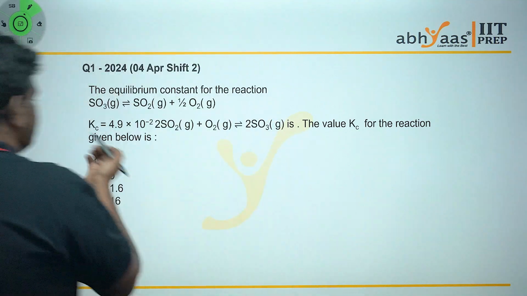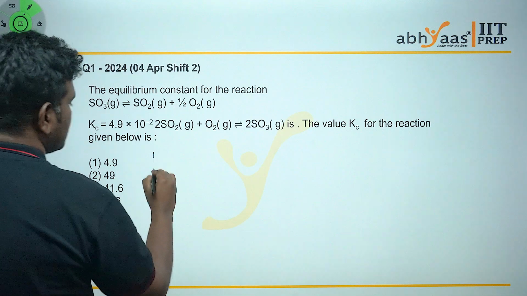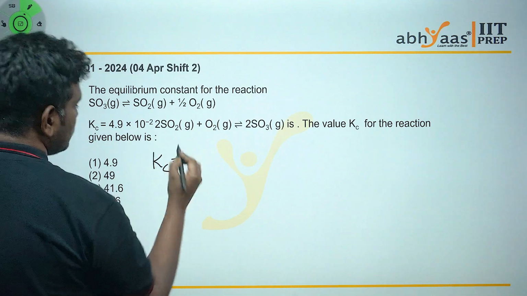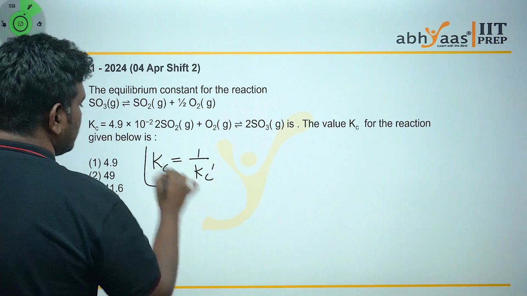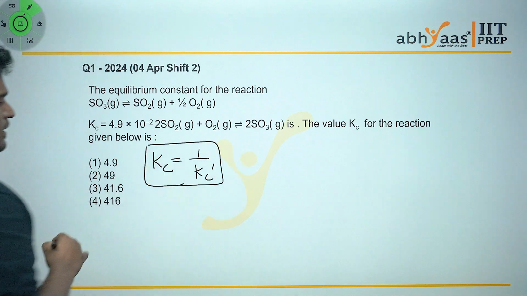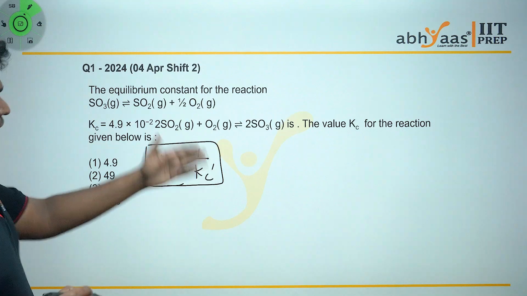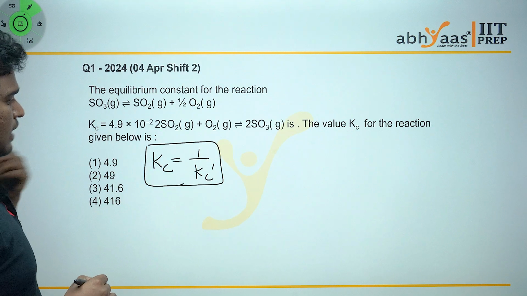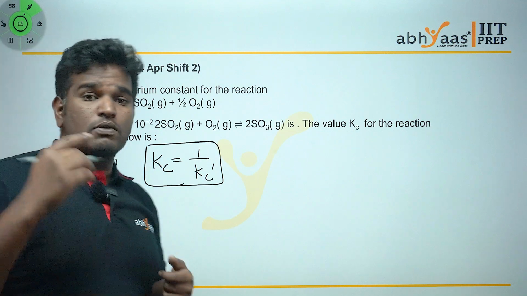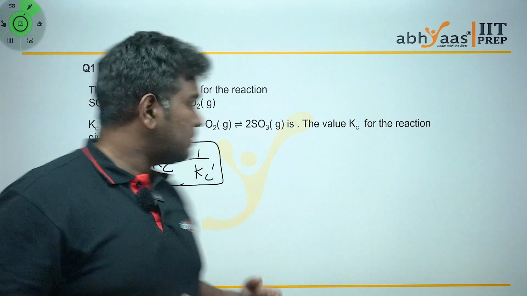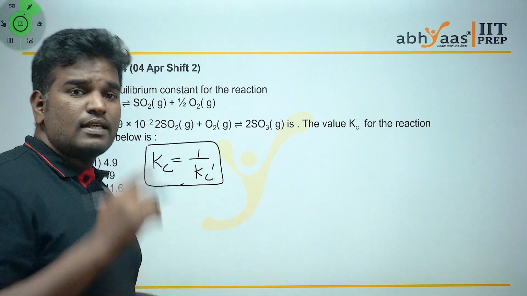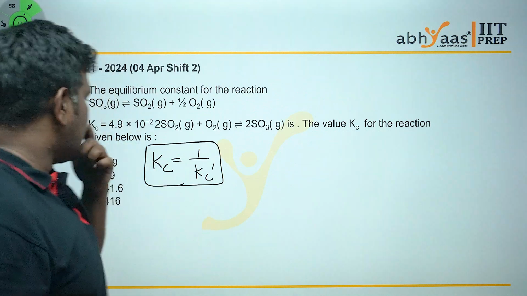So you know that we have the relation Kc is equal to 1 by Kc dash, right? You know this particular relation, right? This will be the forward reaction and this will be the backward reaction, and Kc dash is the equilibrium constant for the backward reaction. So the relationship between Kc and Kc dash is Kc is equal to 1 by Kc dash.